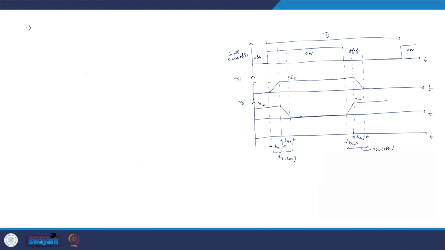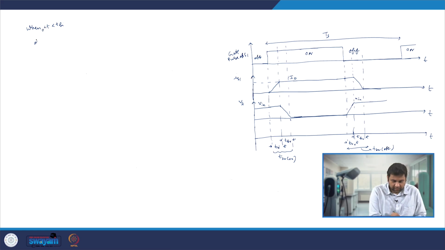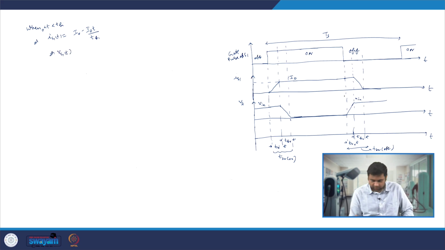So let us take the switching energy loss during TFI. When t is between TFI and 0, we can write Is1(t) to be equal to, it is falling from I naught, so it is I naught minus I naught t by TFI, and Vs1 is nothing but Vin.